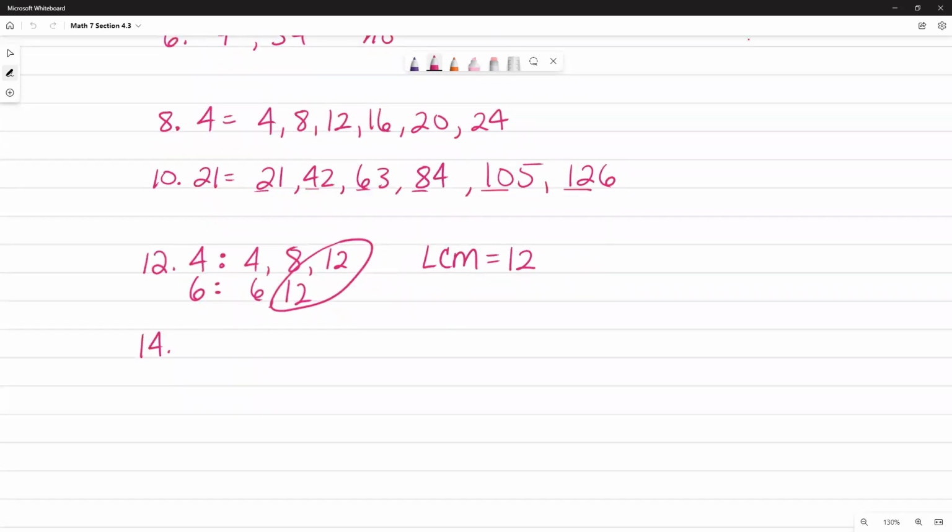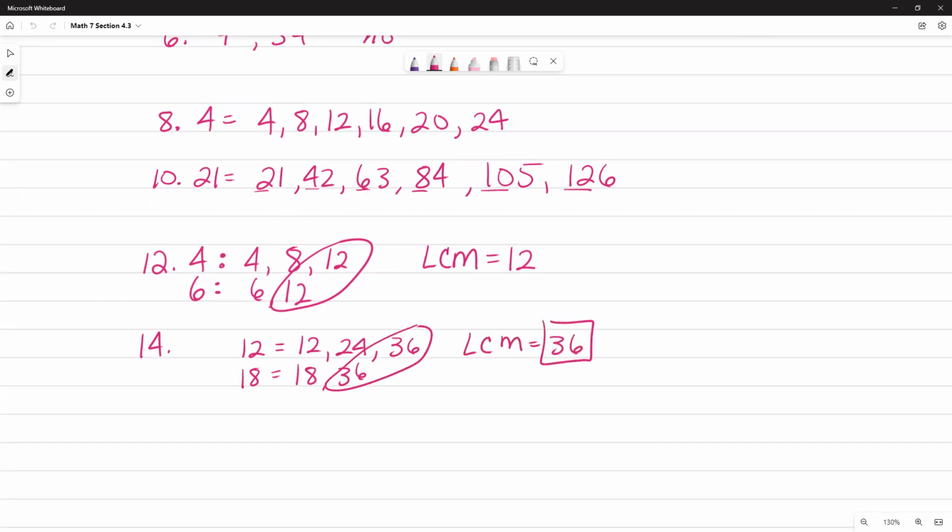All right, for number 14, I got 36. That is correct. So we have 12 and 18, and they wanted us to use the list of multiples. So what are the multiples? Again, I start with 18, right? 18, 36, and I already see one that's common. For 12: 12, 24, 36, and there's my least common multiple. I got 72.